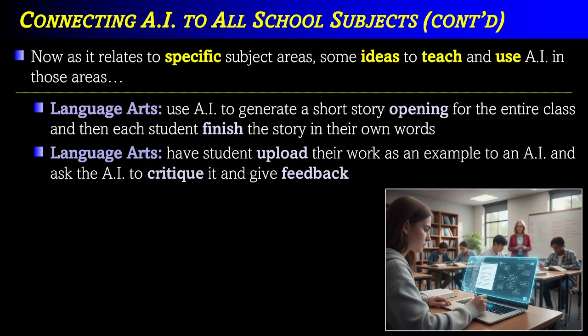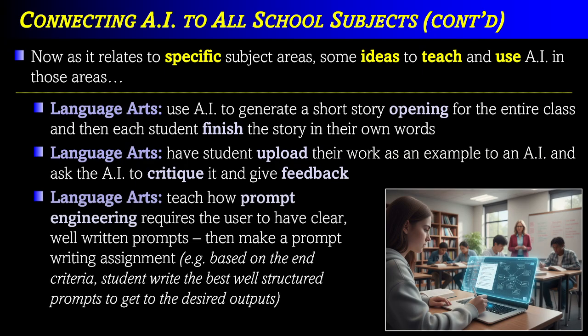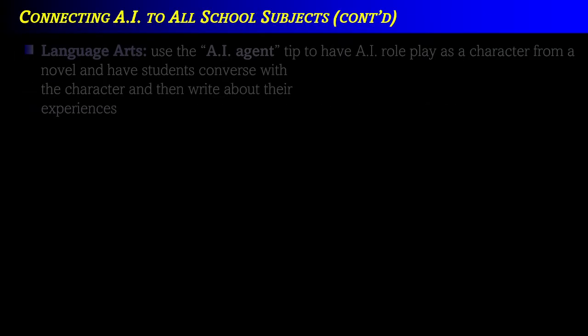You could have students upload their work as an example to AI, and then ask the AI to critique that work and give it feedback. You could teach how prompt engineering requires the user to have very clear and well-written prompts, and that English language arts skills will make you a better user in terms of prompt engineering. Make a prompt writing assignment based on the end criteria. Students write the best well-structured prompts to get the best desired results.